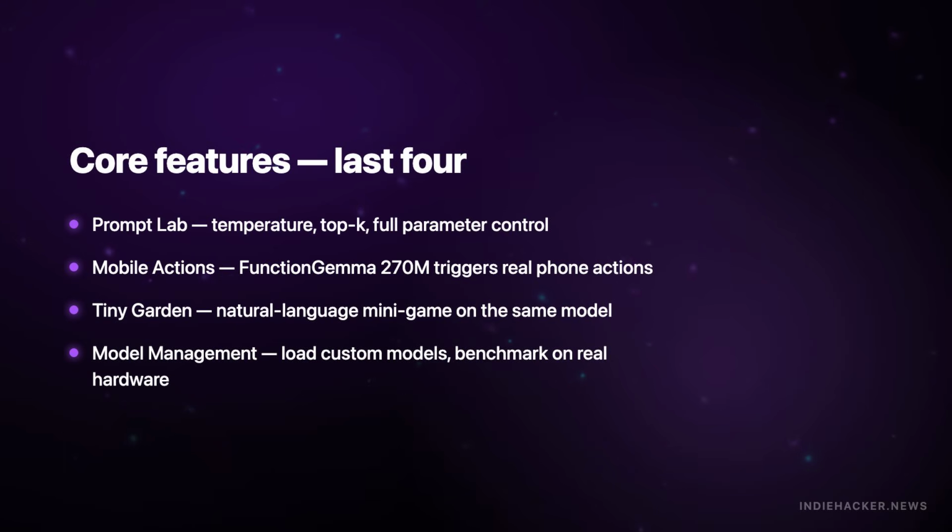Number 7 is Tiny Garden, which is a fun little minigame built on the same small model. It's mostly there to show you can build real apps on top of these things without much friction. And the 8th is Model Management and Benchmark, which lets you load your own custom models and run actual performance tests right on the phone hardware. That last one is the most useful for developers by a huge margin.